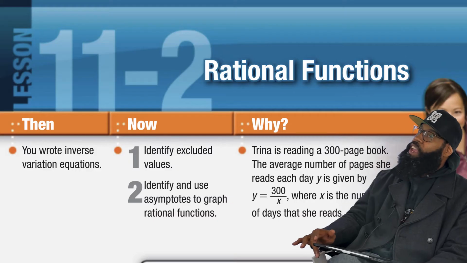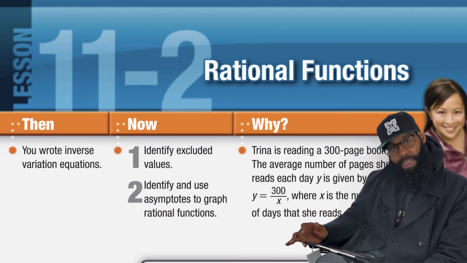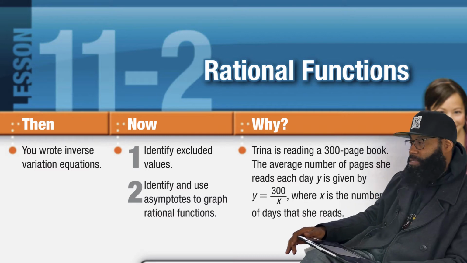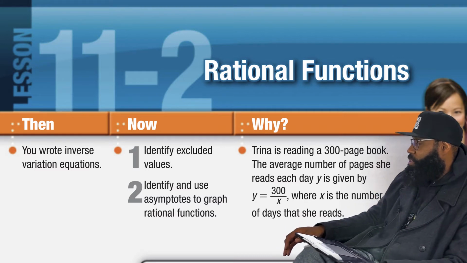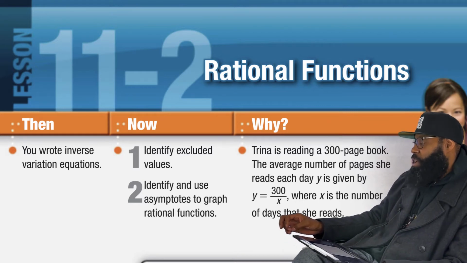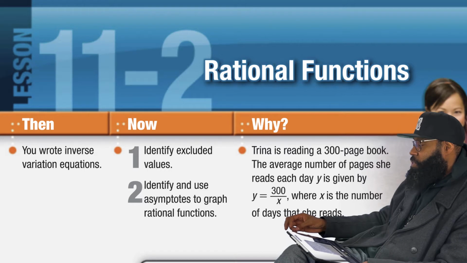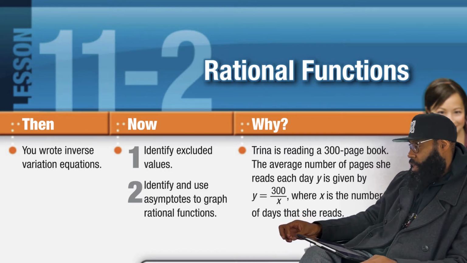If you are here and you're new, we are already in chapter 11, and let's actually take a look at it right now, guys. Chapter 11, section 2, rational functions. Objective 1, identify excluded values. Objective 2, identify and use asymptotes to graph rational functions.